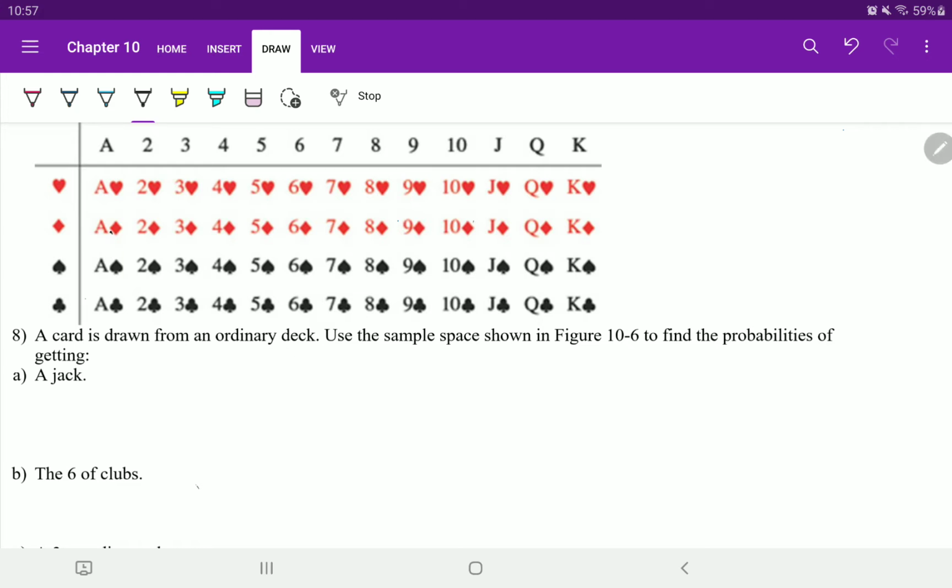So there are 52 cards in a deck. If you notice, there are two colors. There's red, there's black. Half of the deck is red. So 26 red cards, 26 black cards.